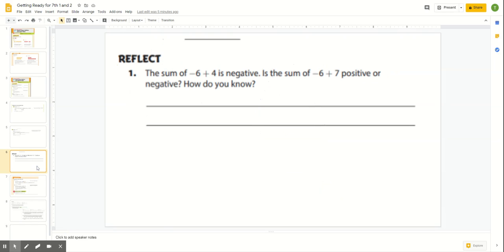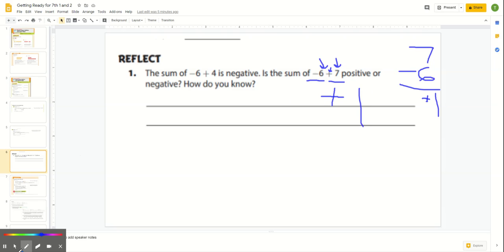Then you'll see our next example, really good to make us think. The sum of -6 plus 4 is negative. Is the sum of -6 plus 7 positive or negative? How do you know? It doesn't ask for the answer, it asks whether it's going to be positive or negative. Take a look. I lost money, I earned money. Which one has the greater absolute, 7 or 6? 7, of course, is greater than 6. The sign is positive, which means my answer has to be positive. A lot of you can do that in your head. If you can't, you have different signs. You subtract and match the greater absolute sign, which is 7. Plus 1 is the answer.